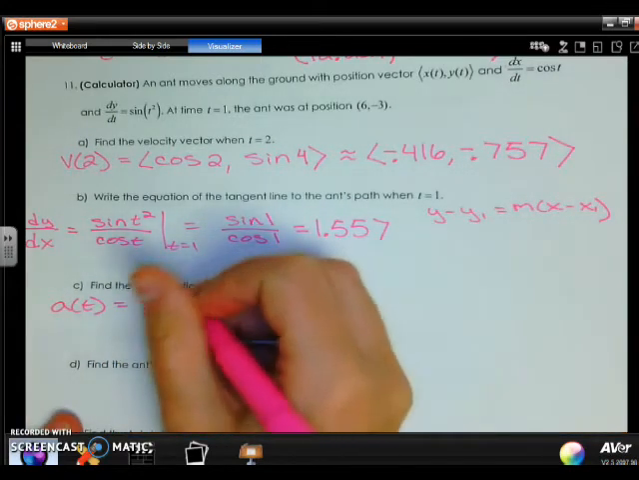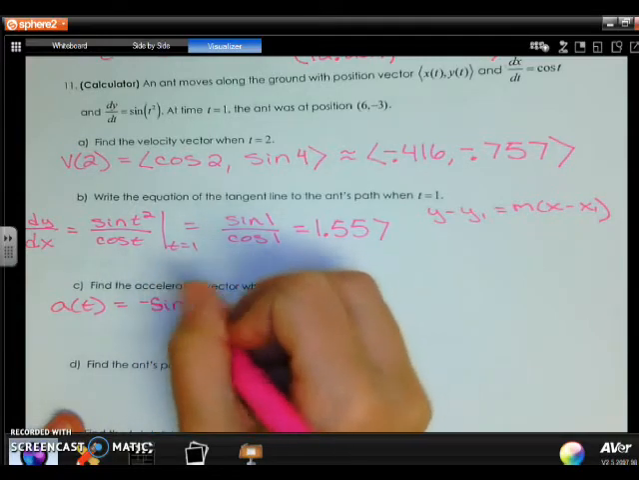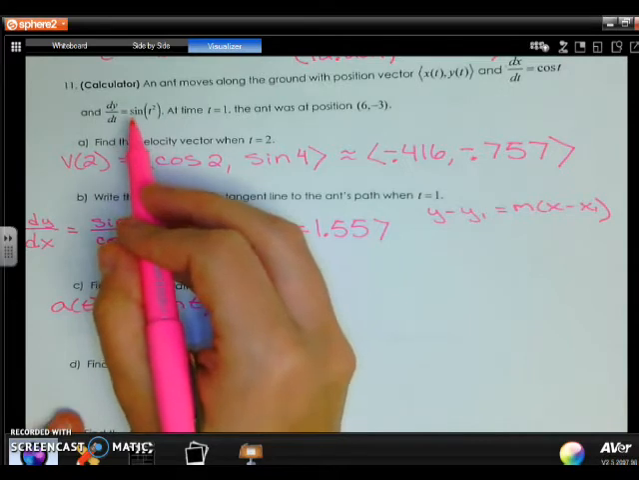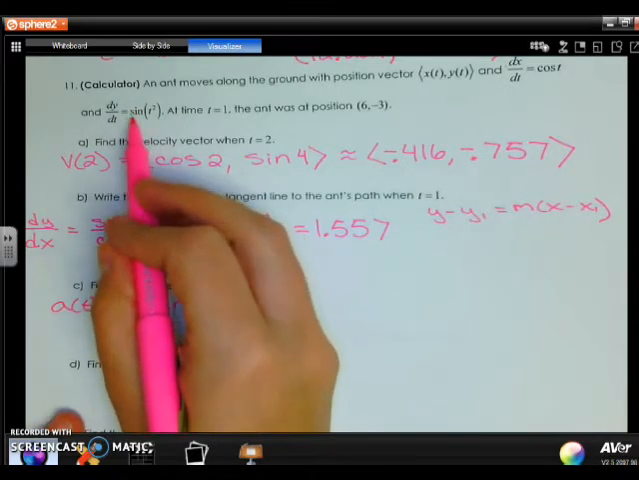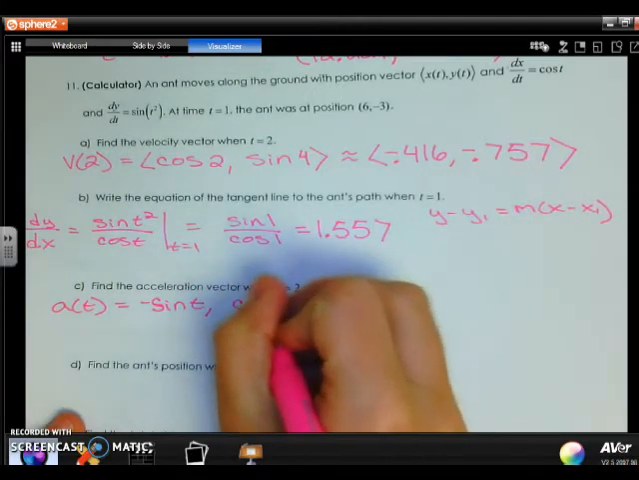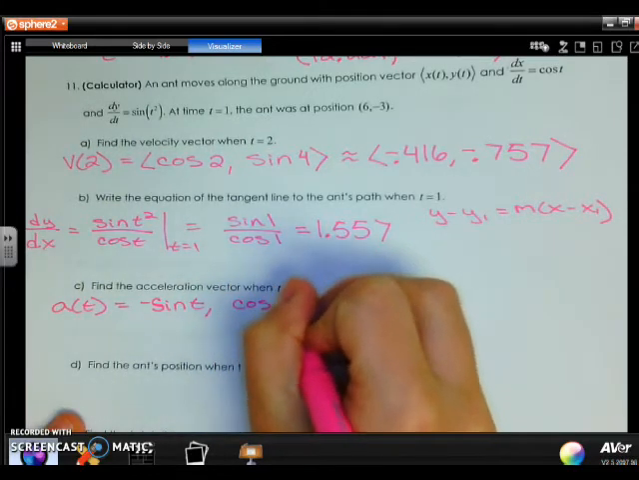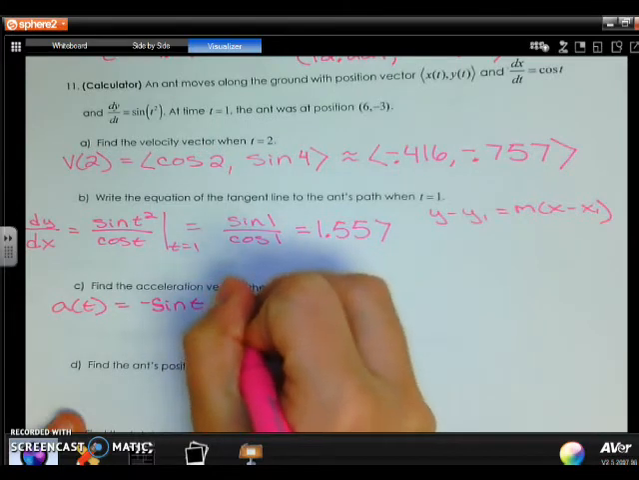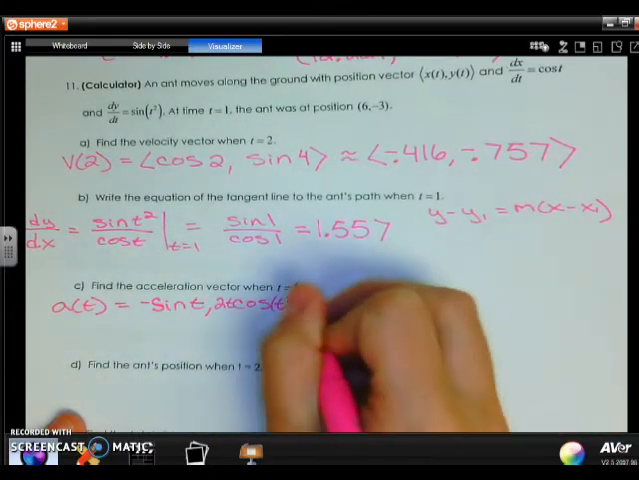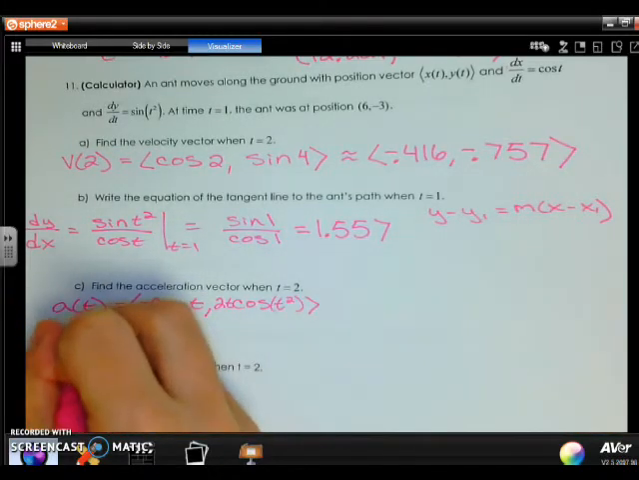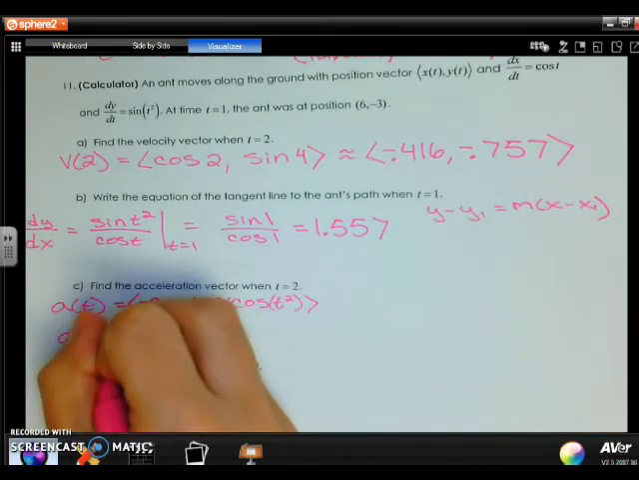sine t, comma, now the derivative of this part. Well, that's going to be a little bit of a chain rule. The derivative of sine is cos. So it's going to be cos of this thing times the derivative of the inside. So it's cosine of t squared times 2t. So you can put that 2t there if you want to. There is the acceleration formula, and now I need to plug in t equals 2 to it.